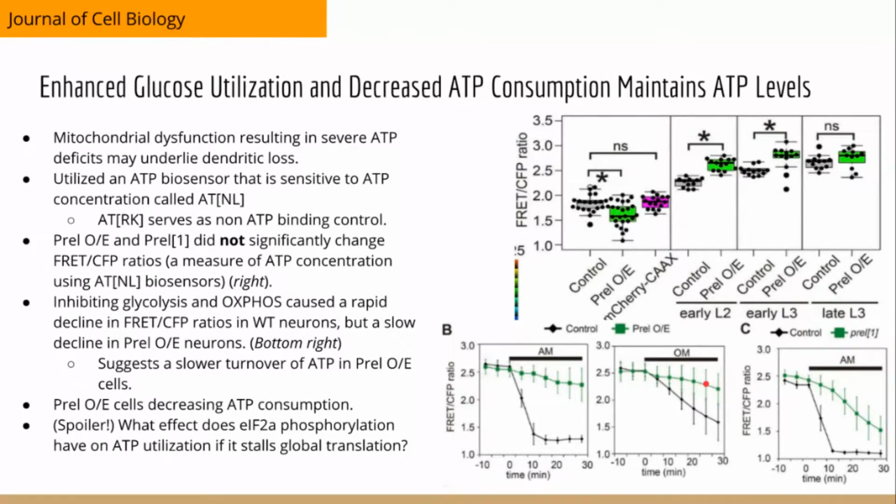So in other words, PREL overexpressing cells are able to maintain their ATP concentrations because they simply are not using nearly as much of it. Because when you inhibit the production of ATP, the concentrations remain relatively stable over time. As a researcher seeing these results for the first time, you might think to yourself, what signaling pathways might downregulate ATP use in order to maintain standard ATP concentrations, as we observed up here?